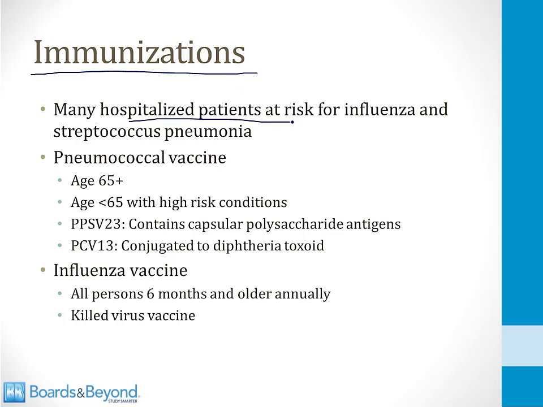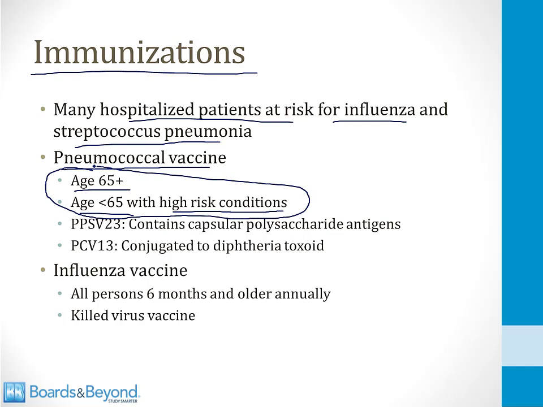Hospitalization is a good opportunity to conduct immunizations on patients who need them. Many hospitalized patients, especially adults, are at risk for influenza and streptococcus pneumonia. So these two immunizations can be administered while the patient's in the hospital. The indications for the pneumococcal vaccine are age 65 plus or age less than 65 with high risk conditions like heart or lung disease, and almost all hospitalized patients meet one of these two criteria or both of them.